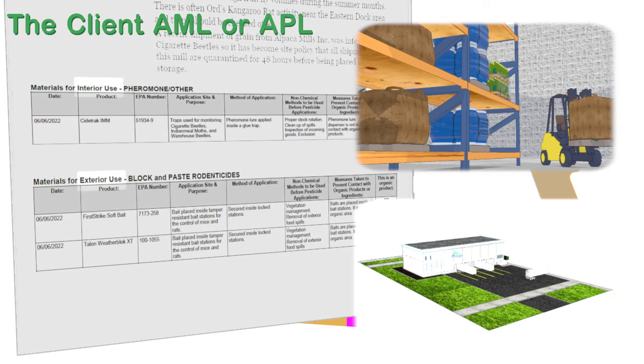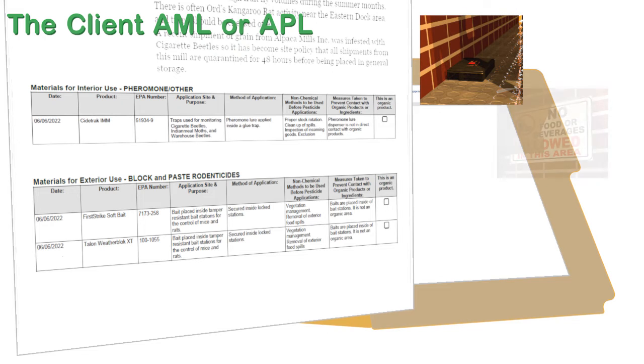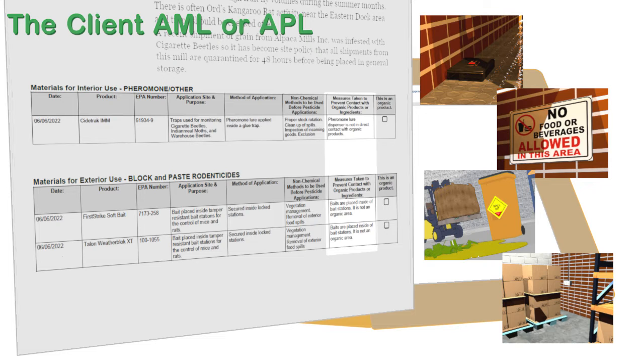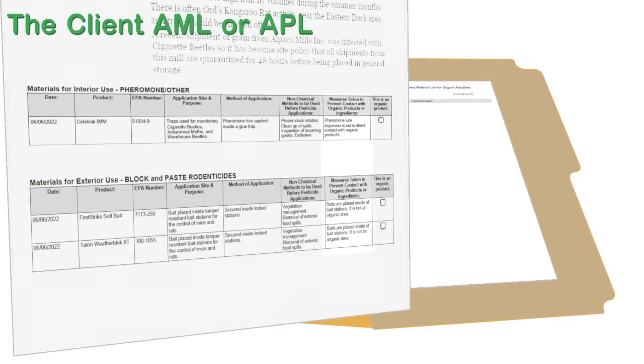The AML or APL also records whether the chemical is used inside or outside the client's facility. Most importantly for organic locations, the AML must show all preventative and mechanical processes that have been attempted to control the pest before the chemical is used.